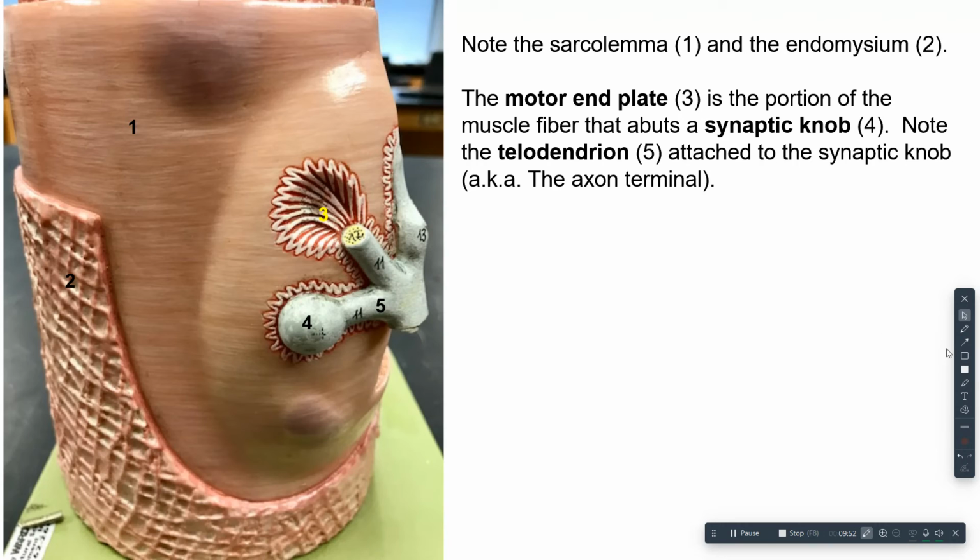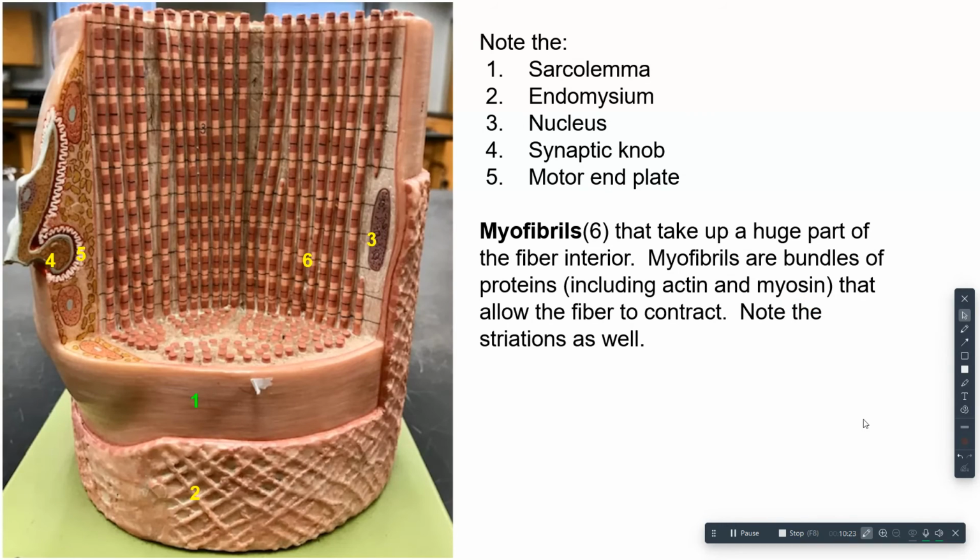And this portion right here, that part of the sarcolemma looks kind of like a seashell or a leaf. That is called the motor end plate. And the motor end plate, notice that it has folds to it. The folds give it more surface area. More surface area means I can have more receptors for the neurotransmitters that are released from the axon terminal. Okay, excellent. Let's spin this guy around again.